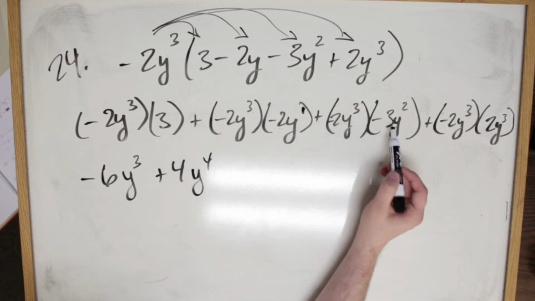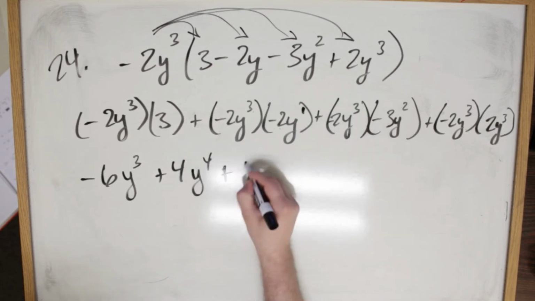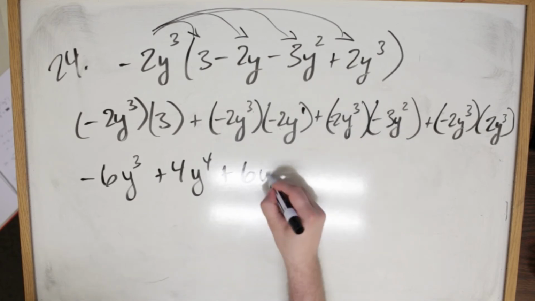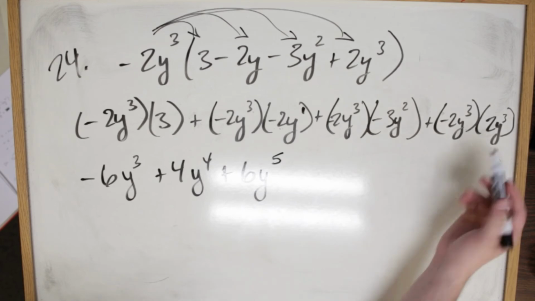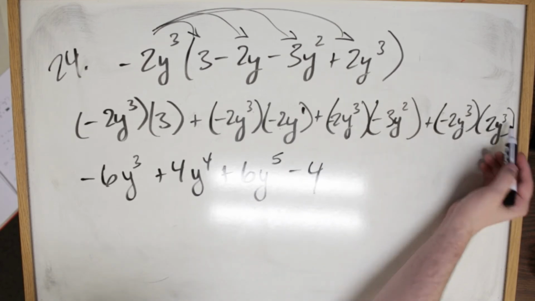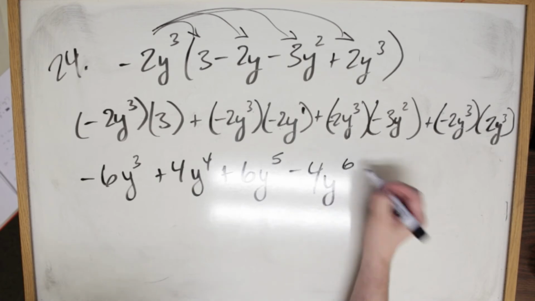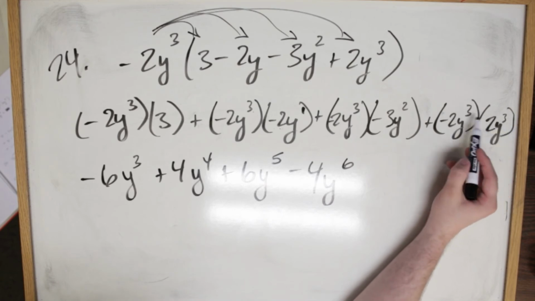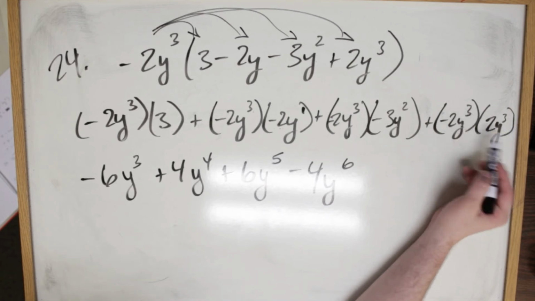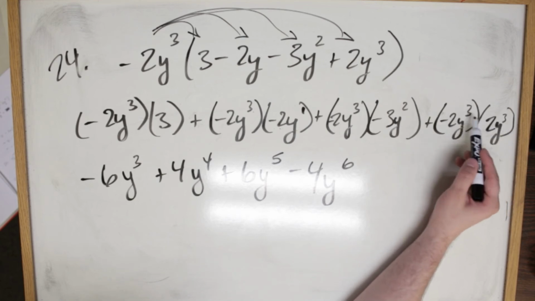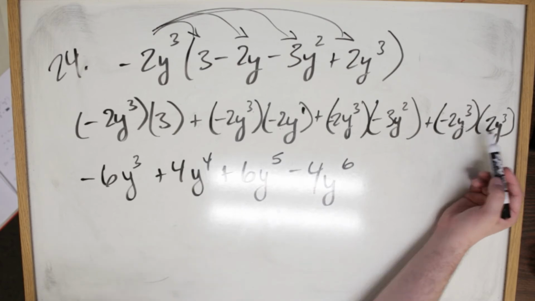Minus 2 times a minus 3 is going to be a positive 6. Y to the third, y to the 2. I add the exponents, y to the fifth. Minus 2 times 2, minus 4. Y to the third times y to the third is y to the sixth. Not ninth. You are not multiplying 3 times 3. You are adding. Remember, all of these are multiplying, which means y to the third times y to the third means y to the 3 plus 3, which is 6, not 9. Okay.